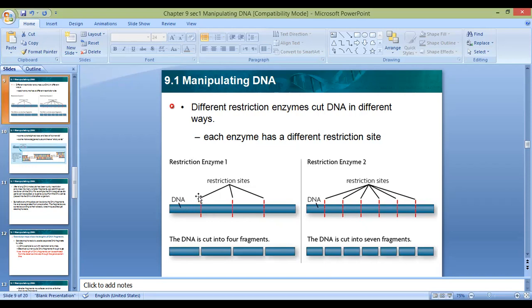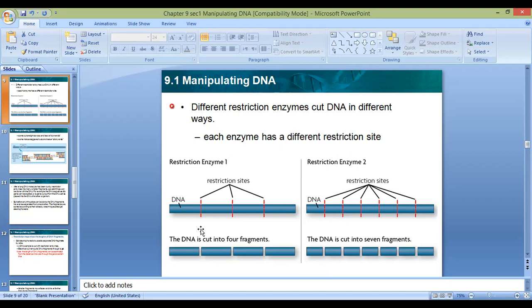It finds the sequence, for example here GAA, guanine adenine adenine. It will start to restrict, to cut here. So each enzyme has a restriction site. Whenever the enzyme finds the same nucleotide sequence, it makes a cut. Different enzymes cut in different ways depending on the restriction sites they cut on.